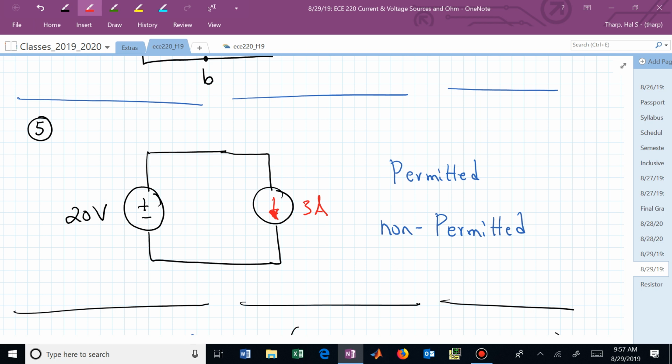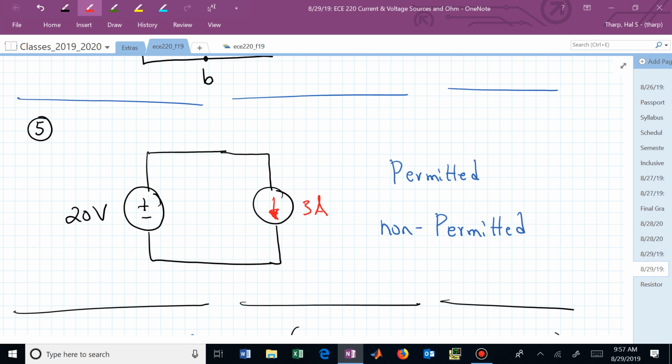Permitted or non-permitted? How many think it's permitted? Why? Okay, the explanation is both are finite. The 20 volts will supply whatever current needs to be supplied, right? And the current supply will supply whatever voltage is being requested.